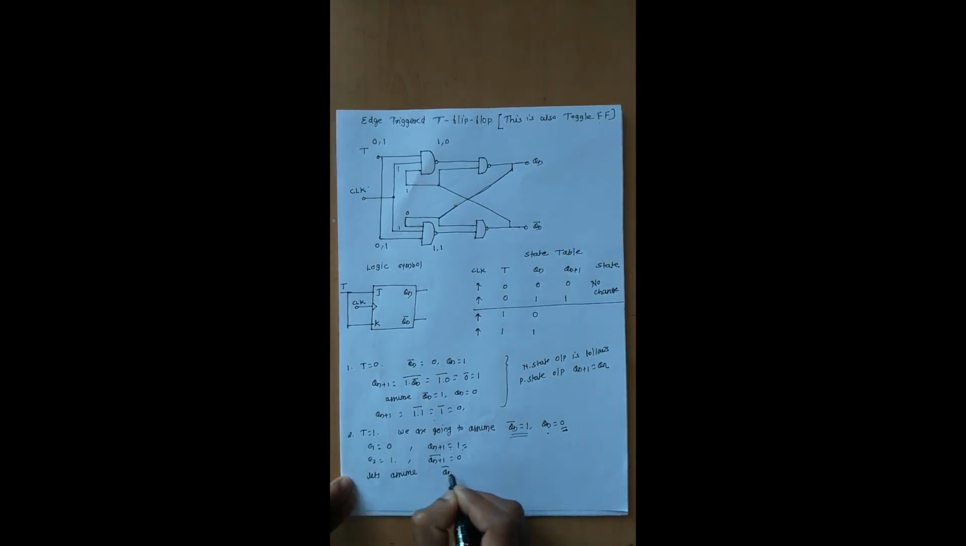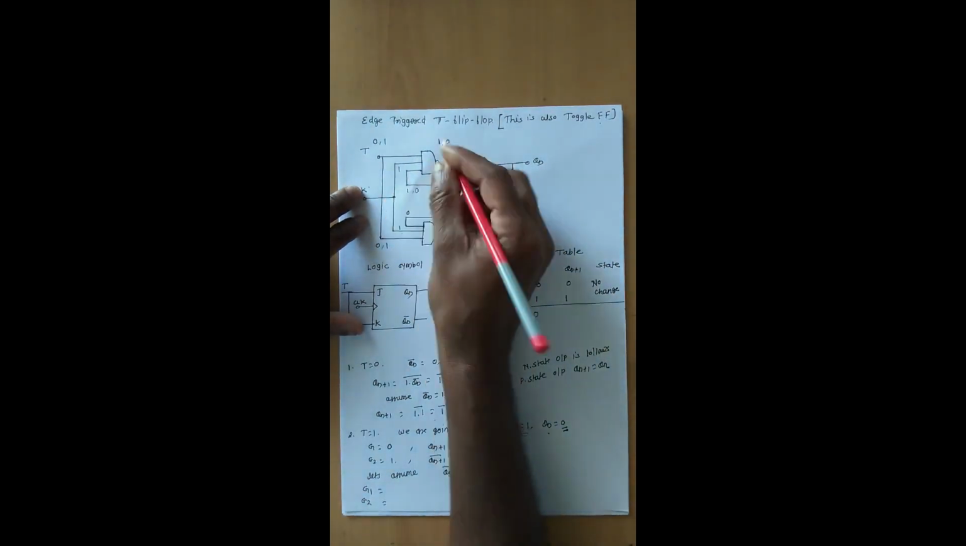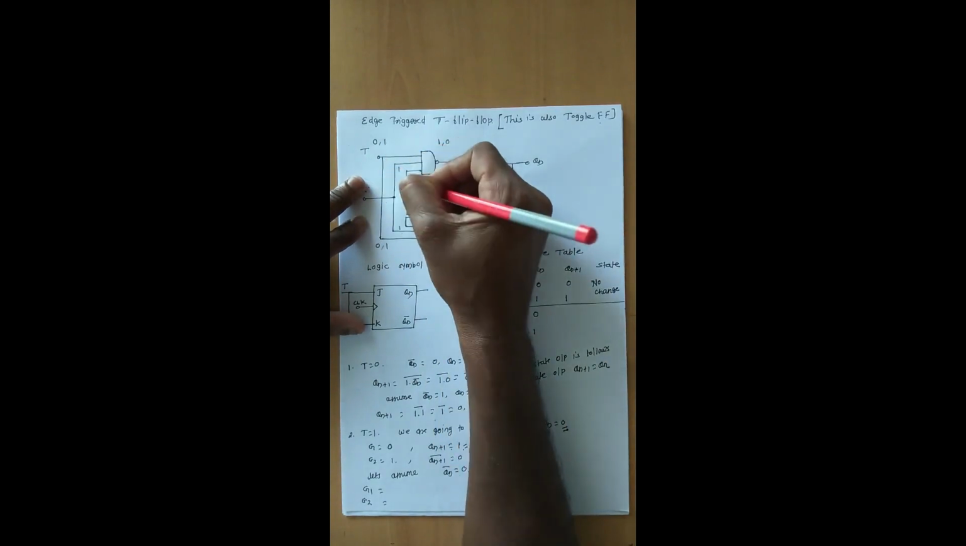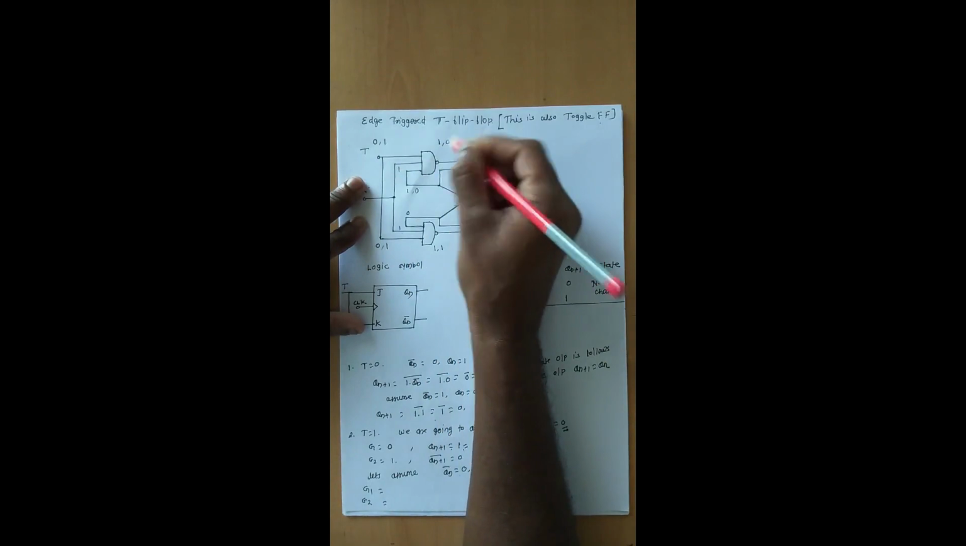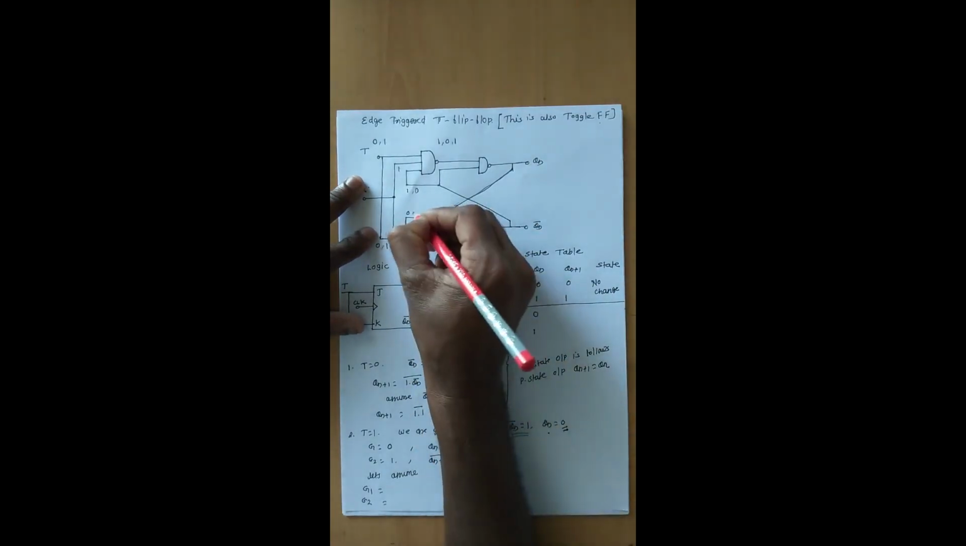Q of n bar right now is 0 and Q of n is 1. Then what will be the output of G1 and G2? This is 0, so this becomes 1. This is a 1, and this is 1 into 0. 1 into 1 into 0 becomes 0, and 0's complement becomes 1. Then next, what is the Q of n? This will be 1.